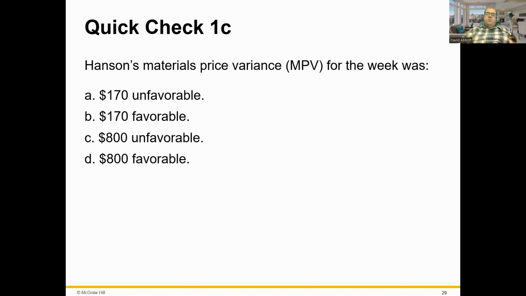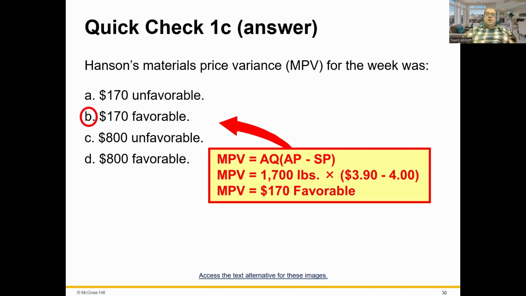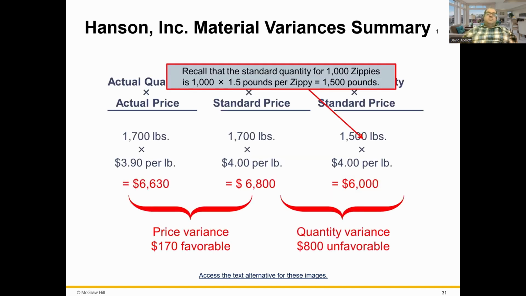Now, Hansen's materials price variance, or MPV, for the week was $170, because we have 1,700 pounds that we bought times $3.90 minus $4. So we paid $3.90 a pound. So it was 10 cents a pound. So we multiply that, we come out to $170 favorable. All right.